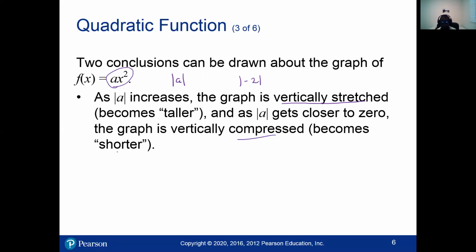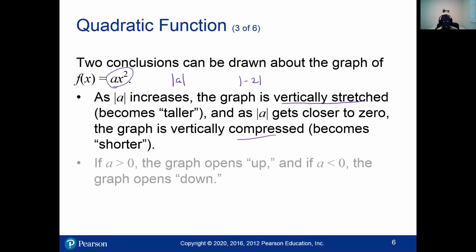Shorter. Okay, now again, remember, if A is positive, it's going to open upwards. If A is negative, it's going to open downwards. But if we take the absolute value and it's increasing, that's when we have a vertical stretch, or if it gets closer and closer to 0, we have vertically what? Compressed. All right. Now again, if A is greater than 0, the graph opens upward. If it's negative, it opens down.